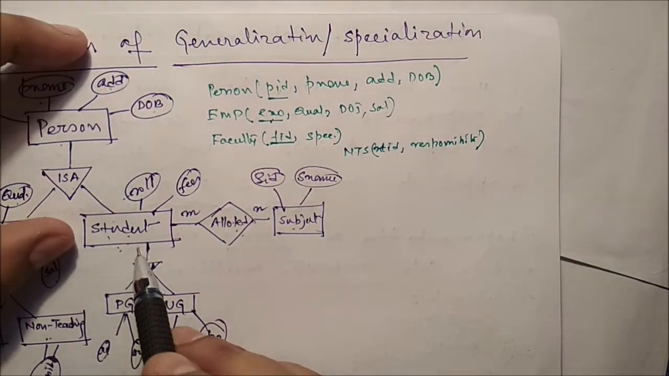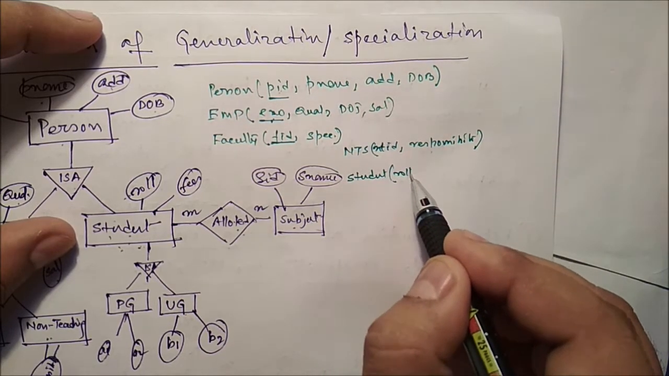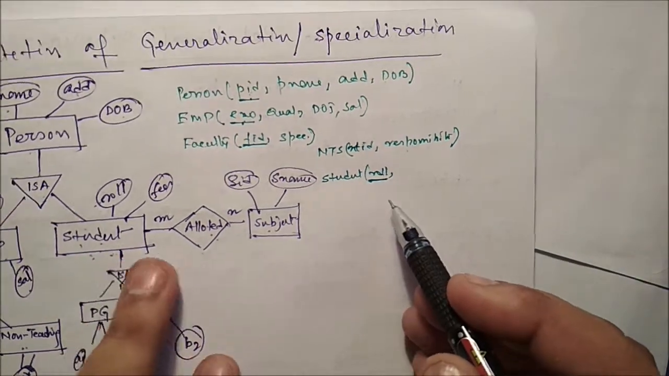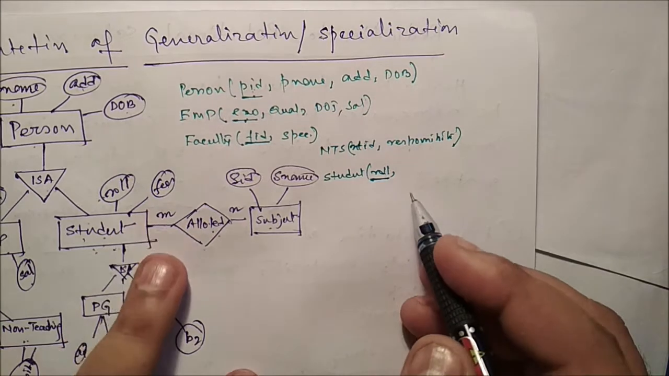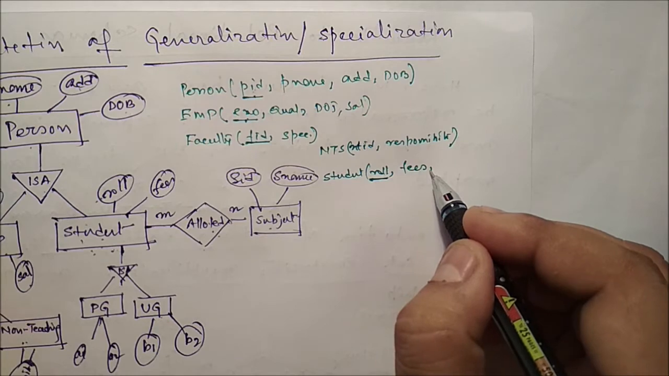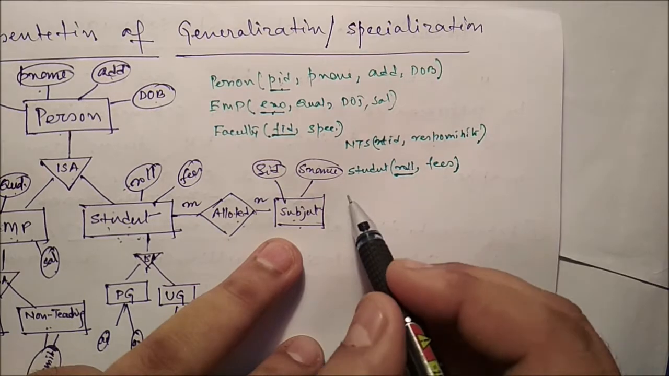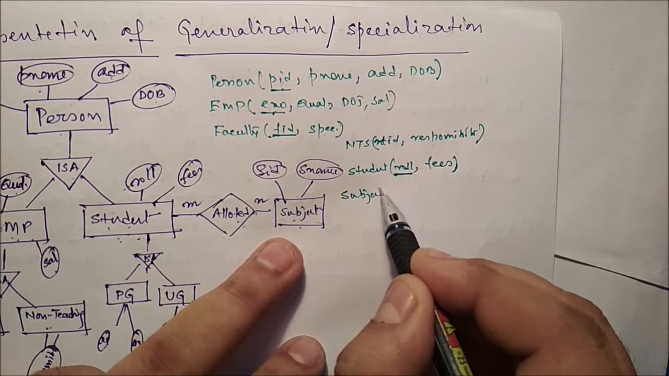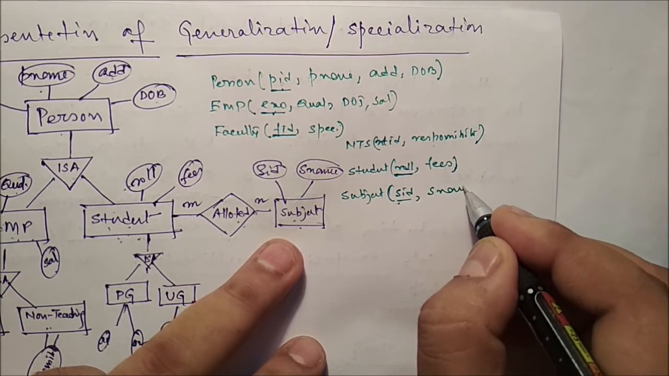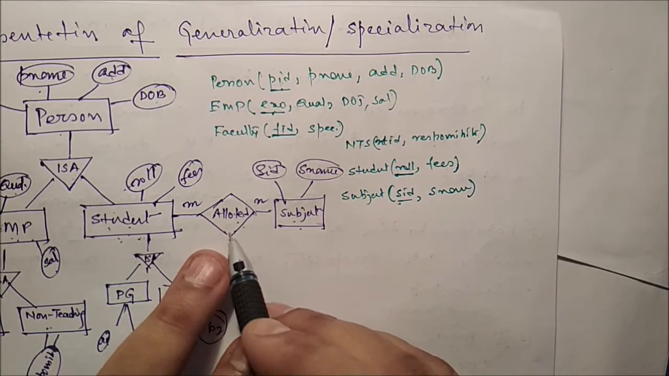Next, for student we need the table student. It has roll number, which is a primary key as well as the foreign key of this person ID. Here we have to add fees. Now for subject, we need another table, with subject ID as the primary key, and subject name. Now the relationship is m is to n, so we need another table for allotted.